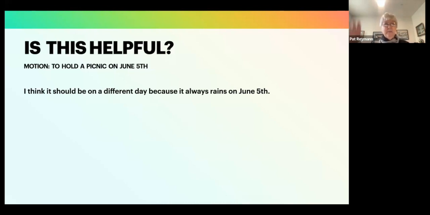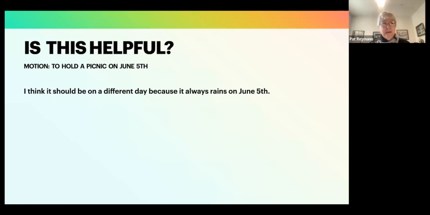Okay, so somebody raises their hand, gets permission to speak, and says, I think it should be on a different day because it always rains on June 5th. Is that helpful? That's a suggestion, isn't it? And we said we did not like suggestions, but that person has a valid point. Maybe they've got their phone up and see that, sure, June 5th, we get a lot of rain. Let's do a different day.